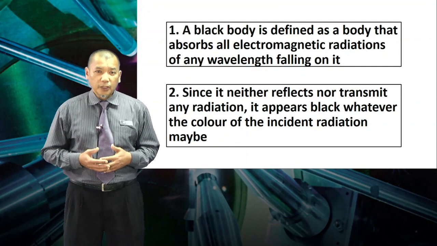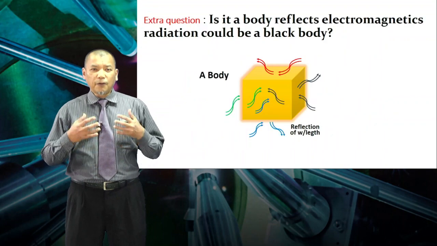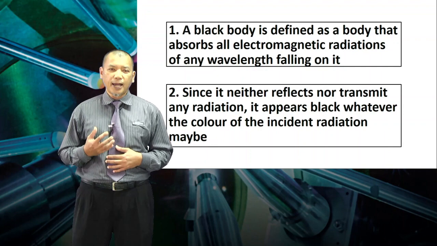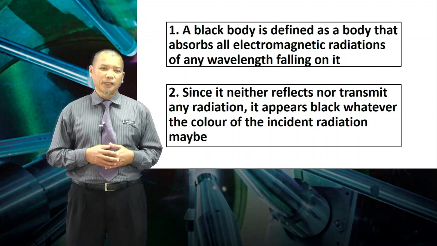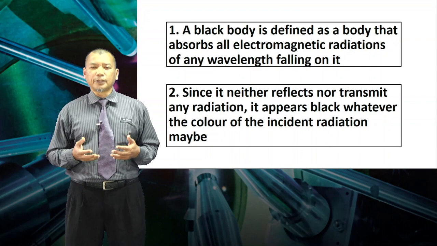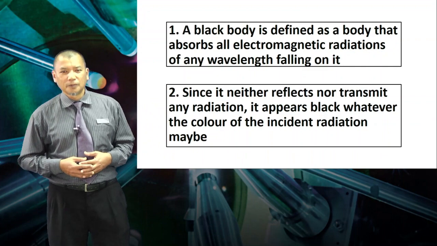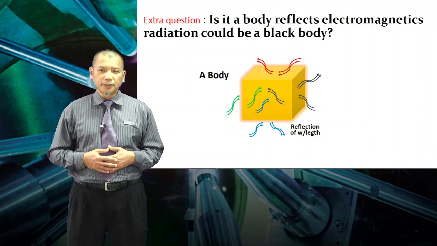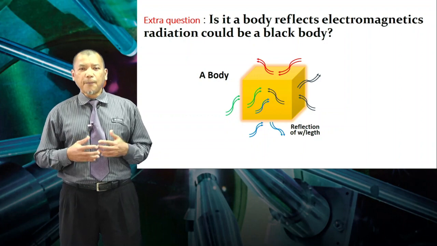So, the answer for the first question, we can say that a perfectly black body is a body that absorbs totally all the electromagnetic radiation of any wavelength which falls on it. Since it neither reflects nor transmits any radiation, it appears black whatever the color of incident radiation may be. Watch out for the keywords such as absorbs all radiations, no reflection, no transmission, appears black.